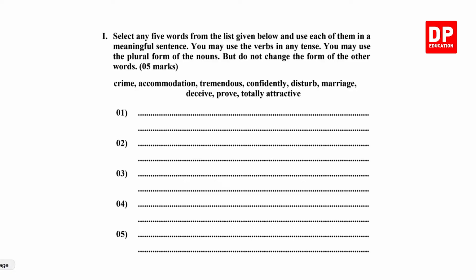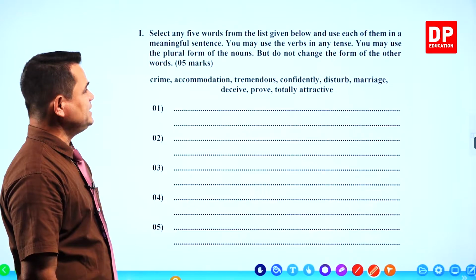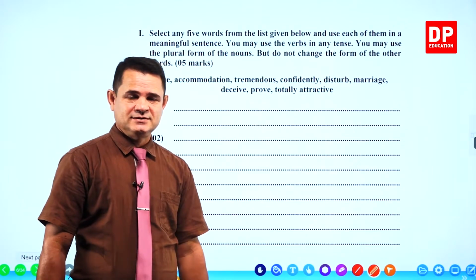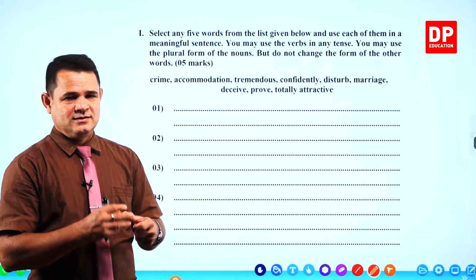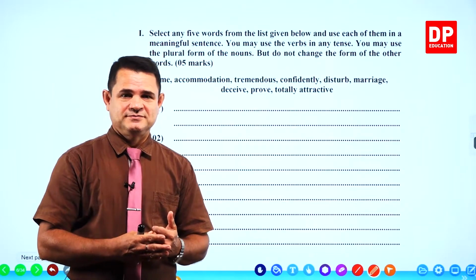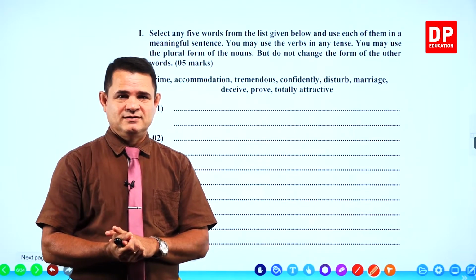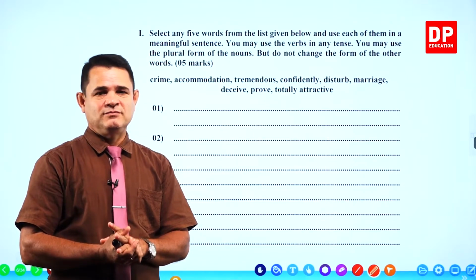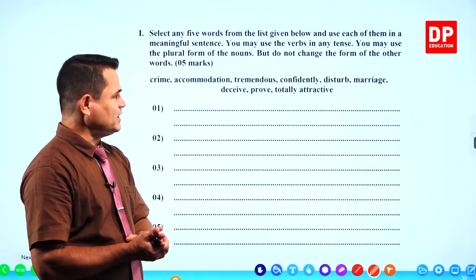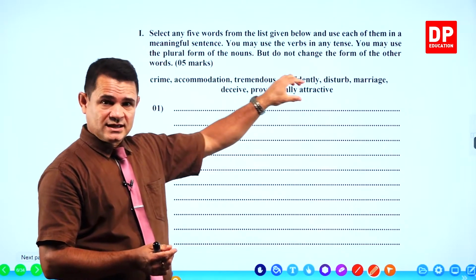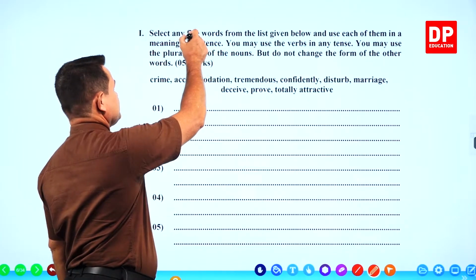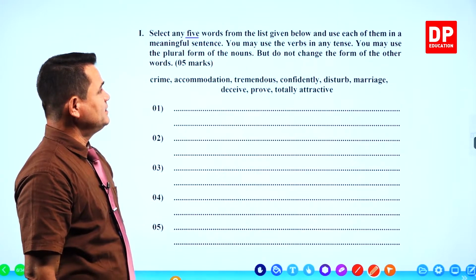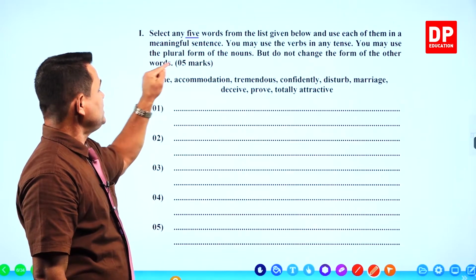Look at the next question. Select any 5 words from the list given below and use each of them in a meaningful sentence. So earlier the question was, of course, for you to read and understand those words and give synonyms. So that is also checking your word power or vocabulary. And in this one, the words are given. Select any 5 words and use each of them in a meaningful sentence.